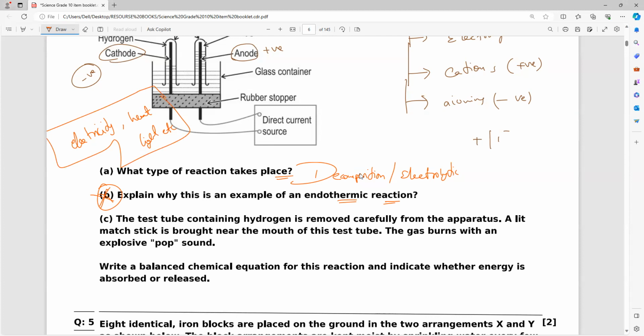What is the most important word here? Energy is absorbed. Without this word, no mark will be given. Remember that. Energy is absorbed in the form of electricity. During this reaction, energy is absorbed. That is what it is, endothermic reaction.